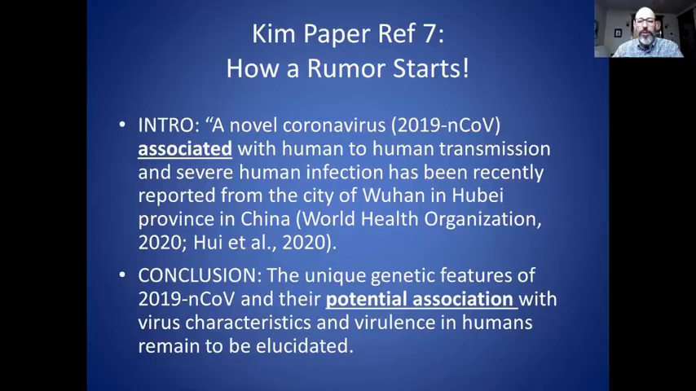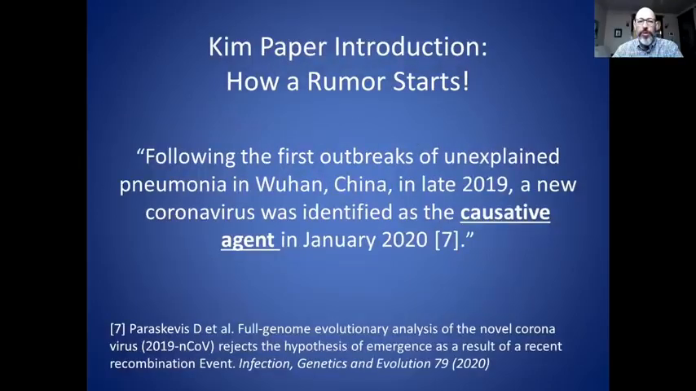And in its conclusion, it talks about the genetic features of the virus and their potential association with virus characteristics and virulence in humans remaining to be elucidated. So in other words, there's some kind of association. We need more research. We haven't proven anything. So how did they say this? They must have just basically flat out lied. They made this up. They said it's a causative agent. They gave a reference, and it's not in the reference.